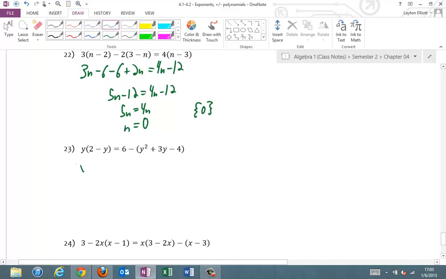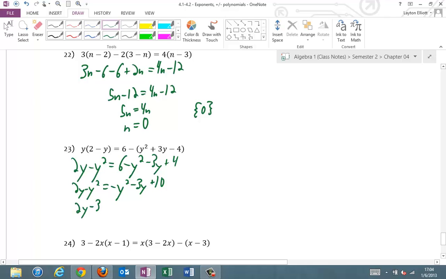Distribute. I get 2y minus y squared equals 6 minus y squared minus 3y plus 4. Let's simplify the right side. Negative y squared minus 3y, and I'd have plus 10. If I add y squared to both sides, I have 2y equals negative 3y plus 10. Add 3y to both sides, and I get 5y is equal to 10. Divide both sides by 5, and you get y is equal to 2.